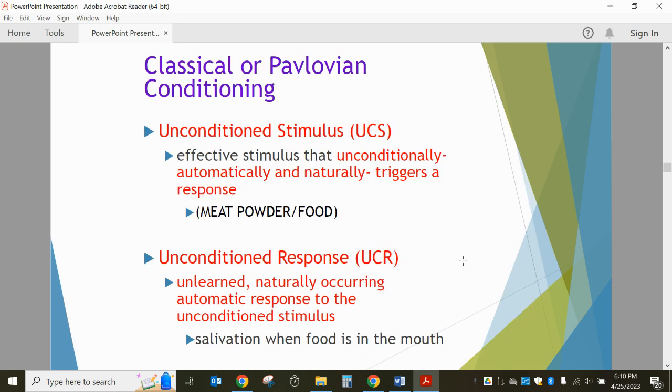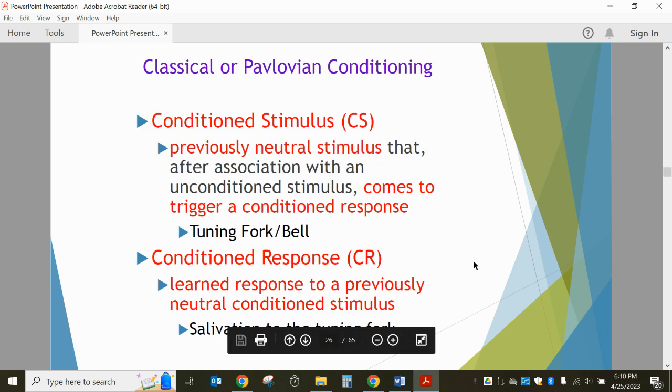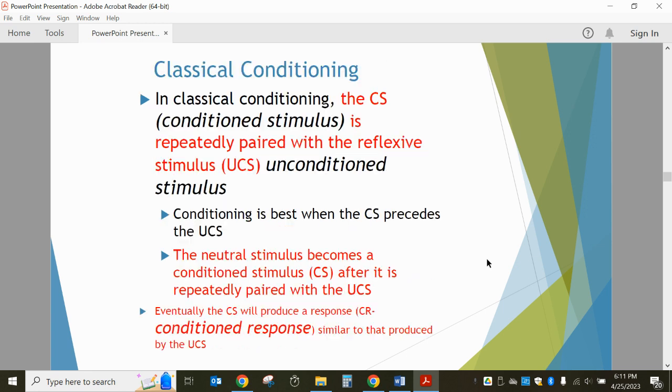So again, our unconditioned stimulus naturally triggers a response. Our unconditioned response is that unlearned natural response to the unconditioned stimulus. And then our conditioned stimulus was what was previously neutral and now has become a learned stimulus that can trigger a learned response. In this case, salivation to the bell or to the tuning fork.